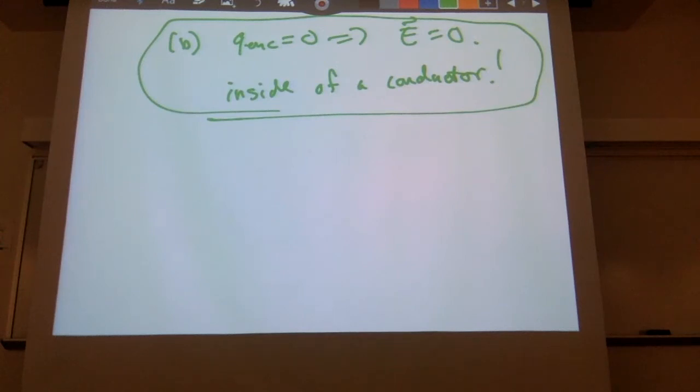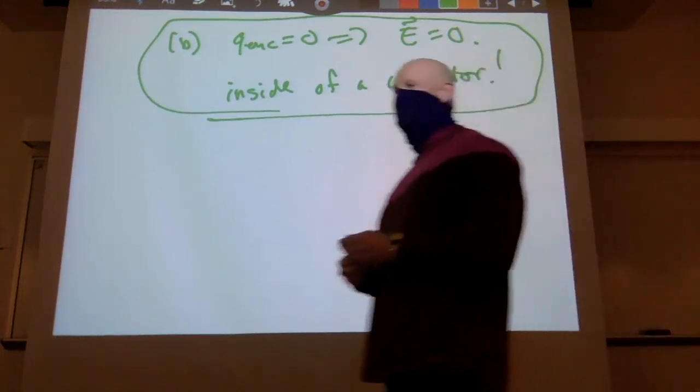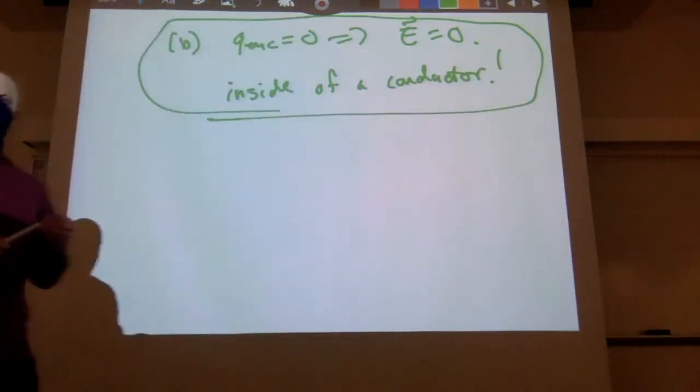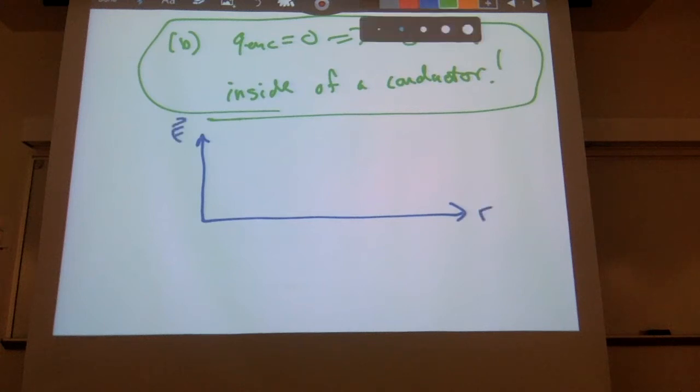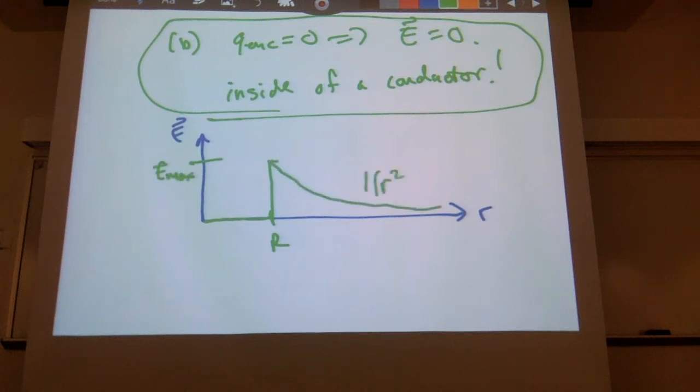So that means all the charge must be on the surface, which means we don't pick up an electric field until we reach the surface, which means anywhere on the inside, the electric field must be 0. So for this one, if I plotted the electric field versus position, it must be 0 until I reach the radius. Then it must jump up to its maximum electric field, and then decay as 1 over r squared. This is the electric field for a conductor. Okay?